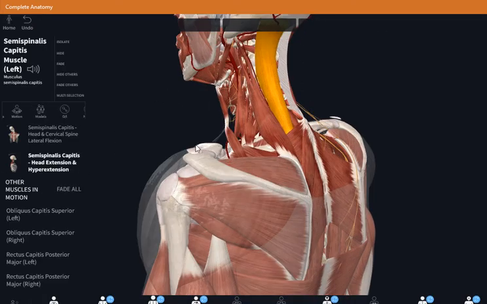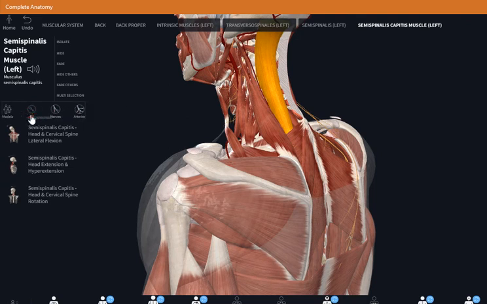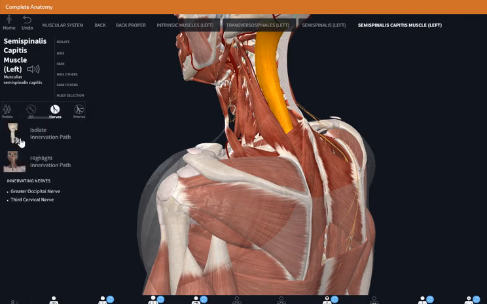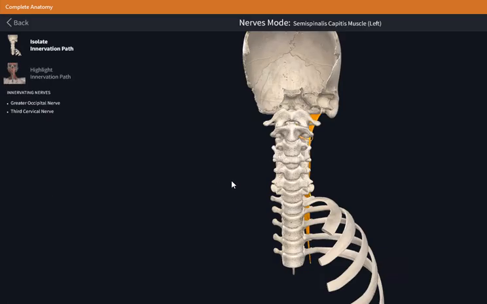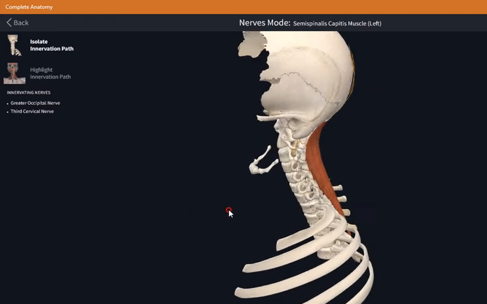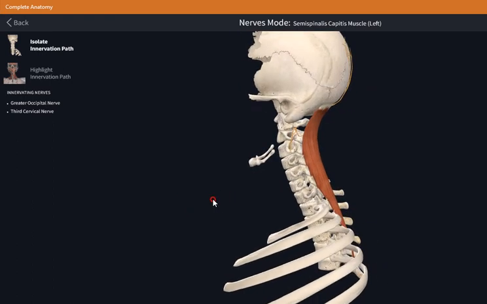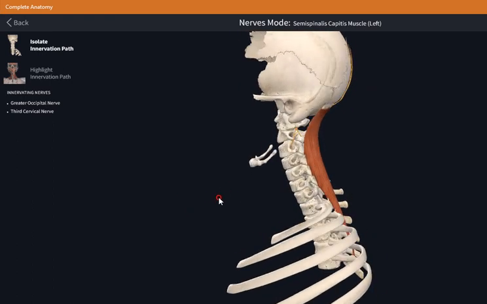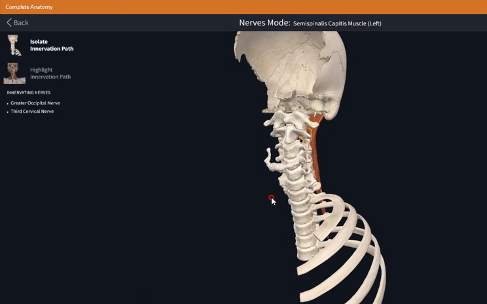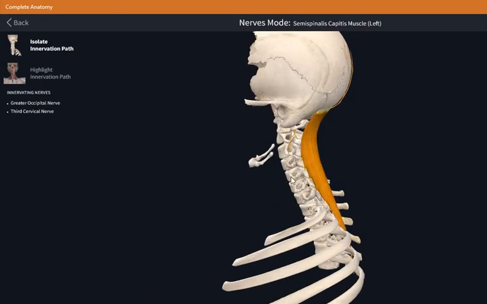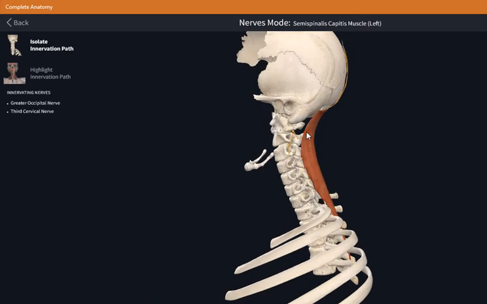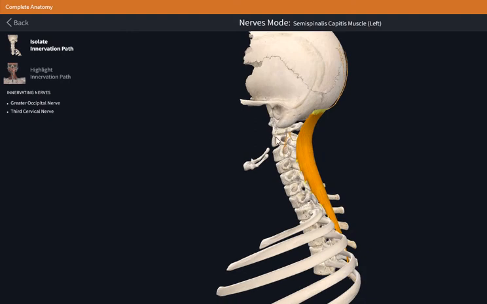Now, after having seen the motion of the semispinalis muscle, we can see the nervous supply to the semispinalis muscle, and we isolate it. So let's visualize the nervous supply. The nervous supply is the greater occipital nerve and the third cervical nerve. So the greater occipital nerve is a nerve which is located on the posterior. On the posterior is always located due to the posterior rami of the spinal nerve. So the greater occipital nerve does not come from the cervical plexus. It comes from the posterior rami of the cervical nerve.